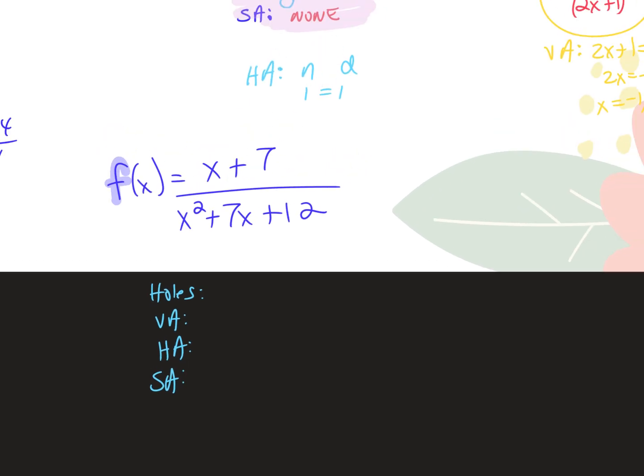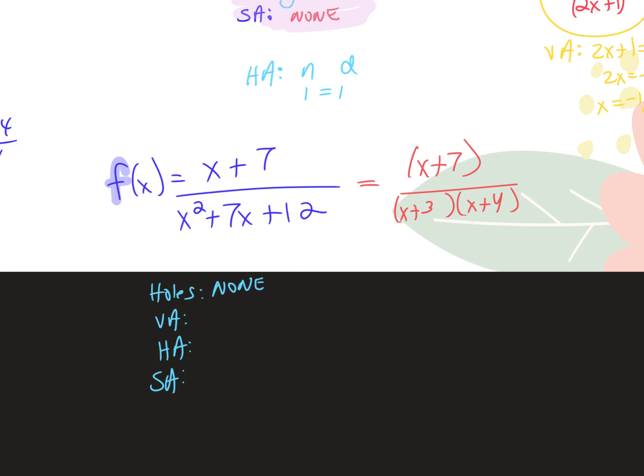So how do we check for holes? What do we have to do? We have to factor, right? So top is x plus 7. Does my bottom factor? Yeah, x plus 3 and, okay, x plus 4. Do you have anything that cancels, guys? No. So what's your answer for holes? You don't have any. That's fine.